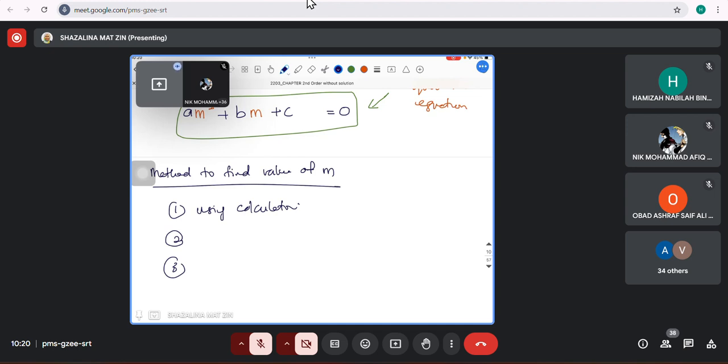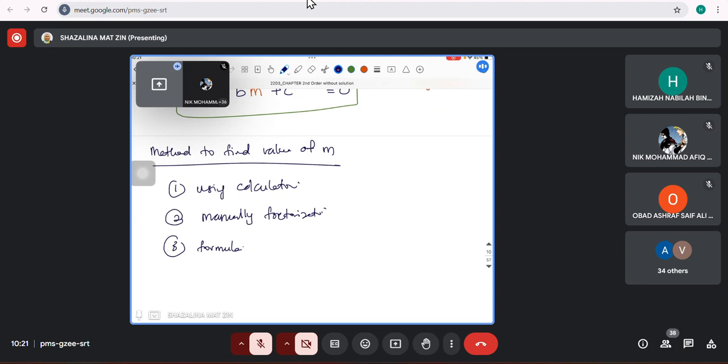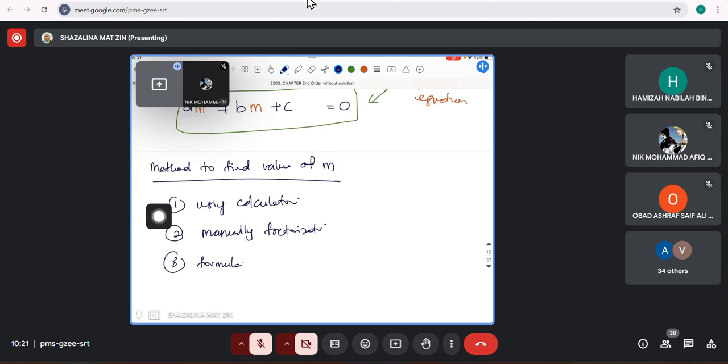Are you Googling? Formula. Yes, that one I put as number 3. One more. This one you rarely do. Manual factorization. Okay. First, using the calculator. Number 2, manual factorization. And number 3 is by using the formula, to find the value of m.